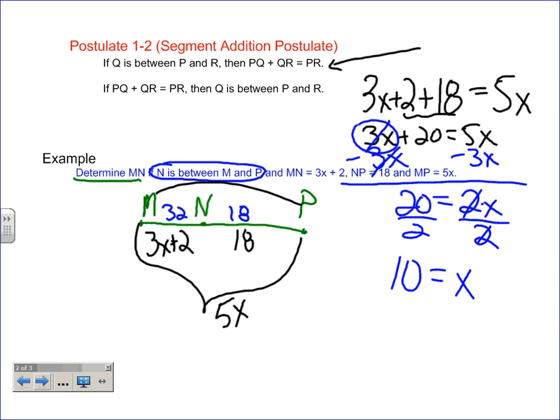Now hopefully if I add those two together, I get 50. Do I get 50 if I substitute 10 in here? I do. So is it believable that 10 is the correct answer to that problem? No. Determine MN. This problem never asked me to find x. But you had to find x to answer the question. Okay? So what is MN? 32.